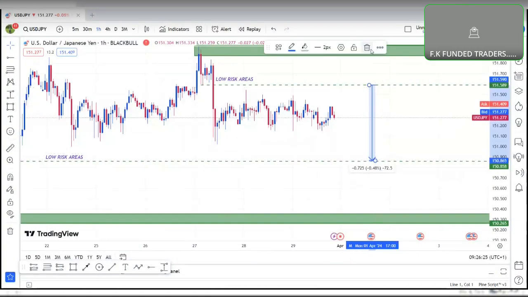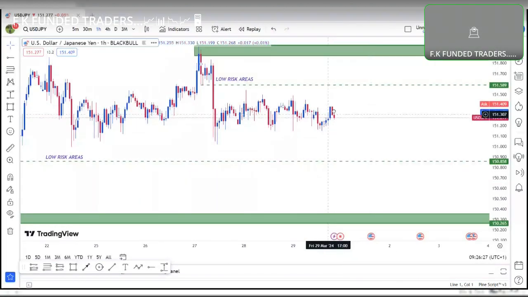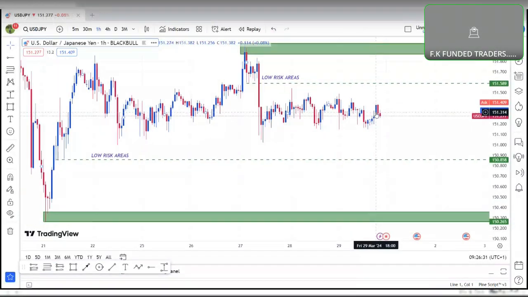So me personally, if I'm trading USD JPY, I will wait for the breakout. And if the consolidation continues, what I will do personally, I will go to 5 minutes and 15 minutes. That's where I'll be opening my trades from. I'll buy the market and I'll sell the market at the same time. That's normally what I do when I'm having a range.